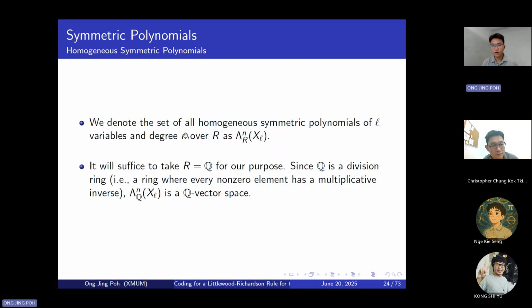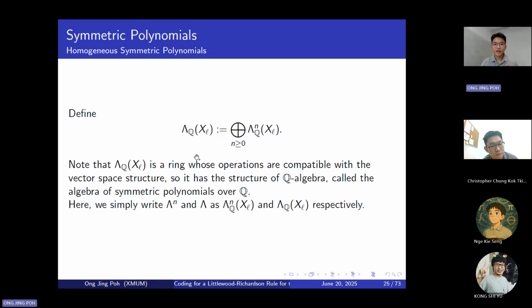And then we define the set of all homogeneous symmetric functions, and we'll just set the ring to be the rational numbers for our purpose. And next, we define lambda Q as a vector space direct sum of lambda Q superscript n for n greater or equal to 0. And it has the structure of a Q algebra. And here we just simply write lambda subscript n, superscript n and lambda instead of these two.